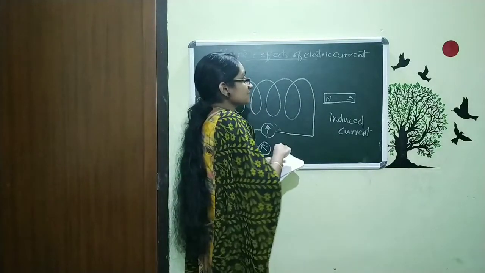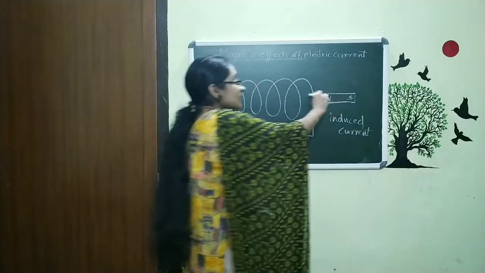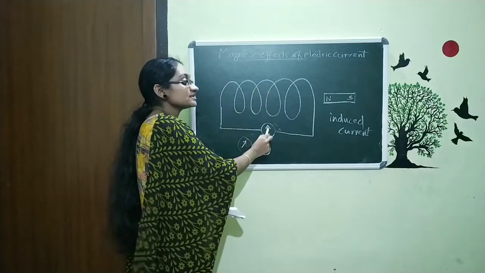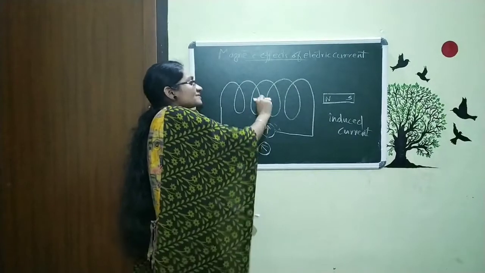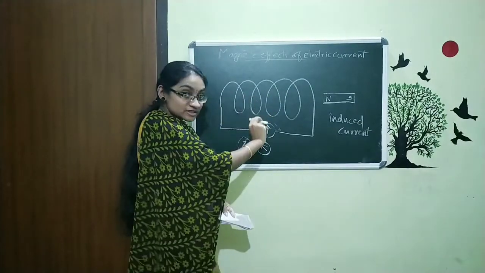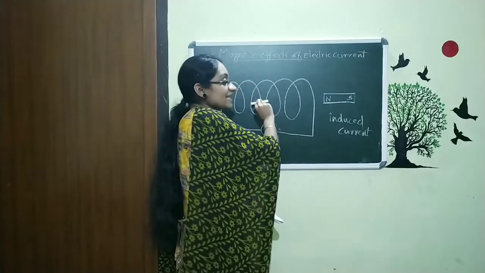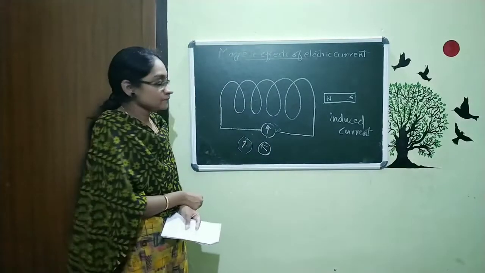The experiment is very simple. When the magnet is outside, there is no deflection. When it starts moving inside, the needle gets deflected. And when it is at rest inside, there is no deflection. And when this magnet is going back, that means the magnet is again moving, you can see deflection here.